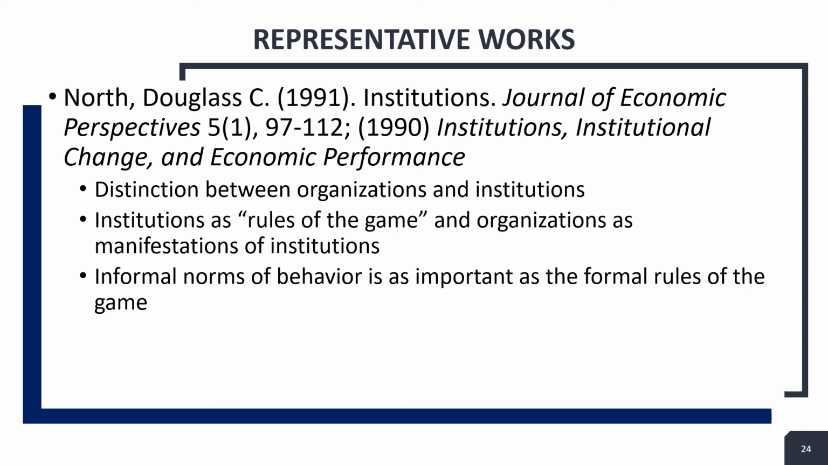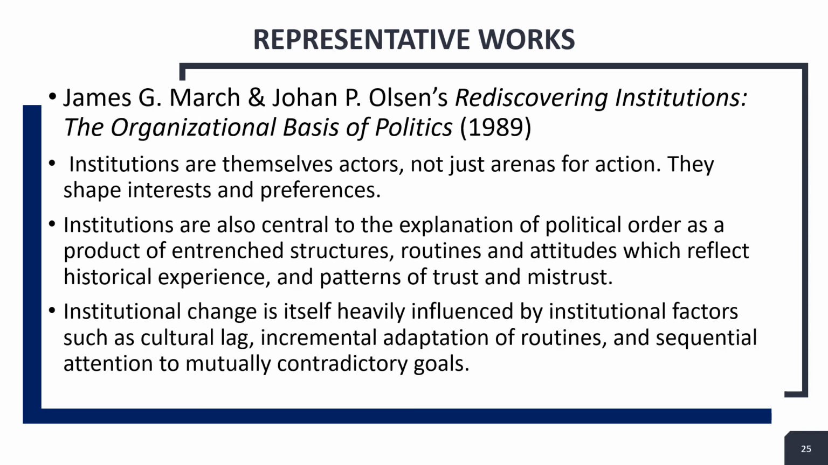So March and Olsen in 1989, in their work Rediscovering Institutions: The Organizational Basis of Politics, posit that institutions are not just the context for political action. They can also be actors, as what we have discussed. The state itself or the government could shape behavior. Institutions can also explain political order. As we have said, institutions are stable, recurring patterns of behavior. Thus, the current form of our government, for example, is a result of these entrenched structures, routines, and attitudes. The study of institutions in this context can thus make us understand better political phenomena related to the current political order. Finally, they note different factors of institutional change.